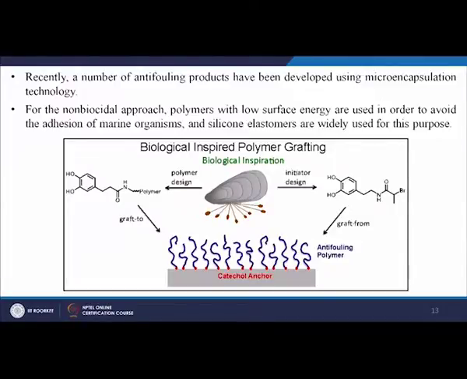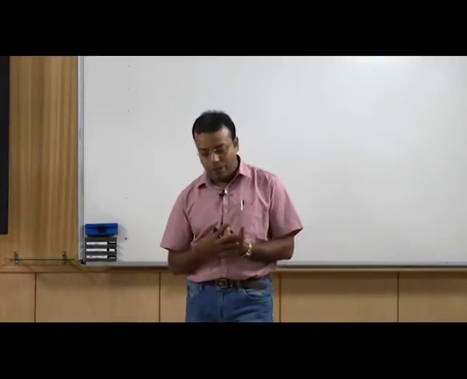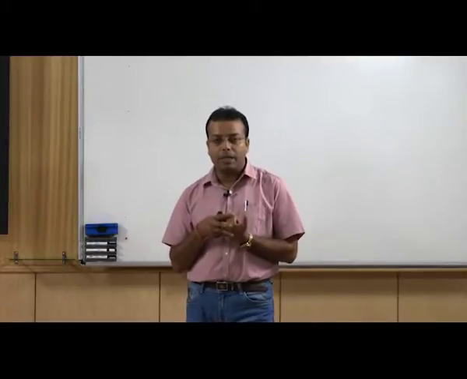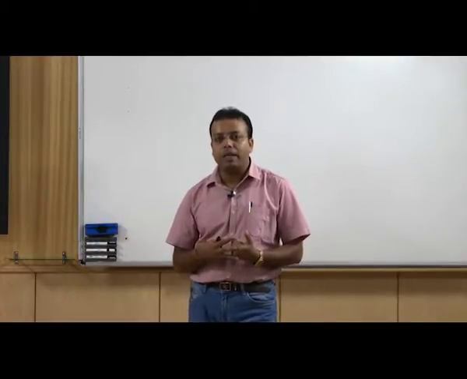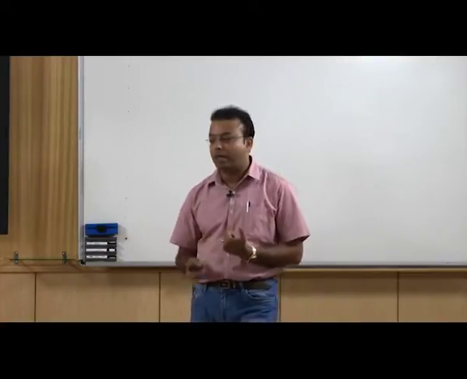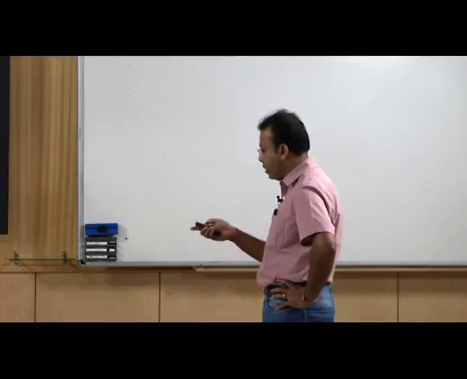So here, from this particular figure, you can understand that we are grafting some kind of polymers, which act as anti-fouling polymers over there. We are putting some kind of initiators inside the polymers, then when some bacteria directly come in contact with that particular coating material, the polymer will be automatically activated and it will repel them, so that algae formation or bacteria formation will not take place on the substrate material.